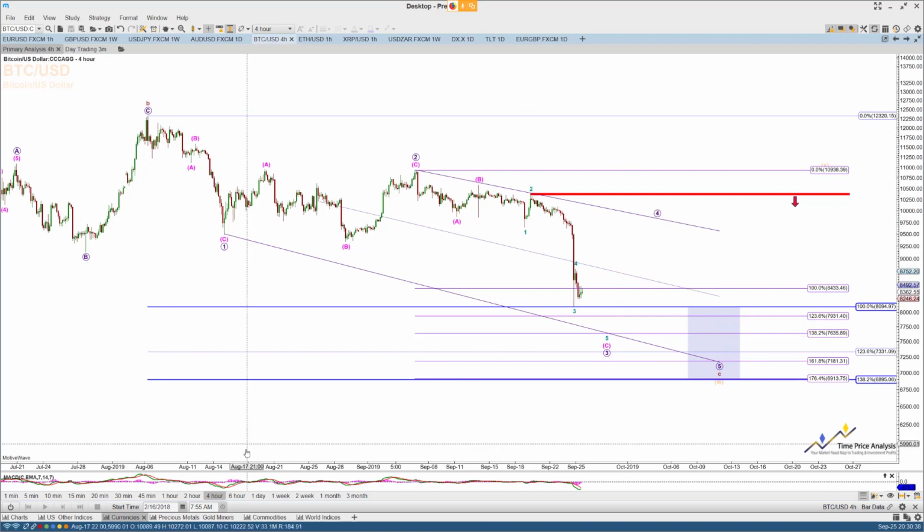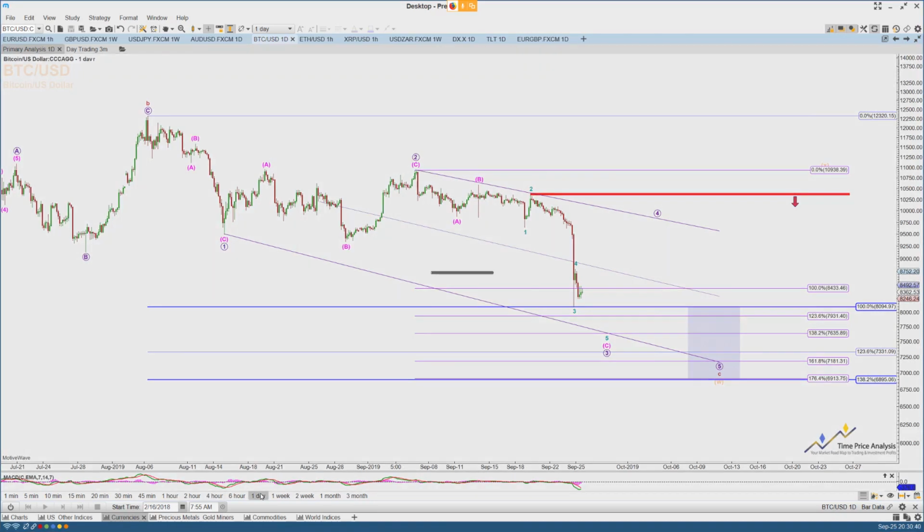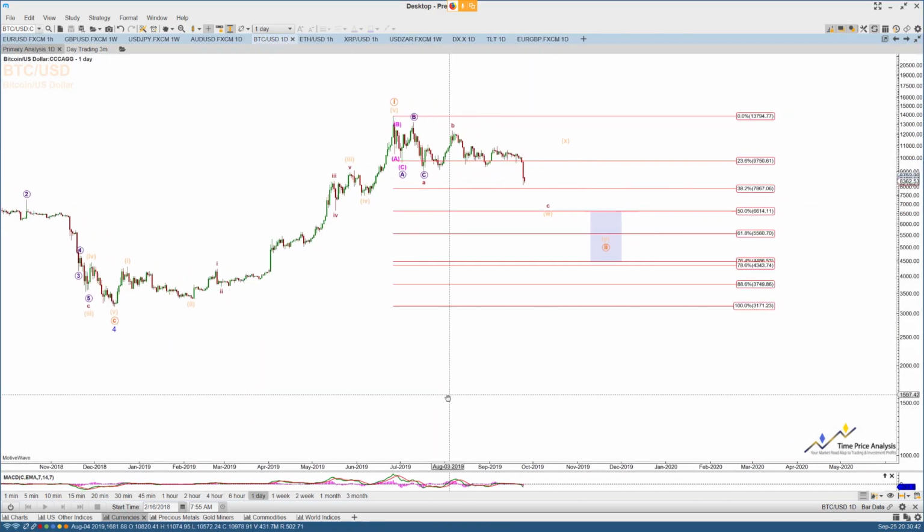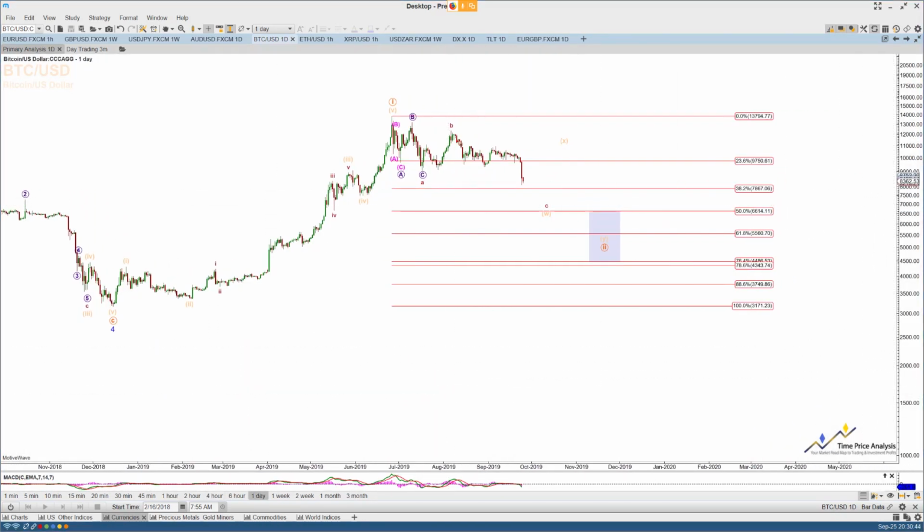If you look at this on a daily chart, then it's possible that we've got an A, B, 1, 2, 1, 2, and we're going to go 3, 4, 5 down to one of these lower fibs. So if we start to just continue, we get another big move down without getting the retrace in the 4 in the diagonal, then that's what I would expect in Bitcoin.